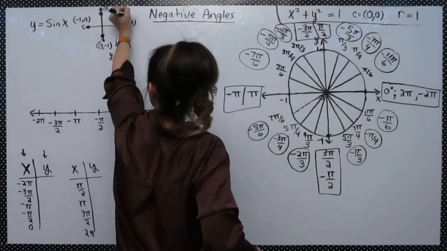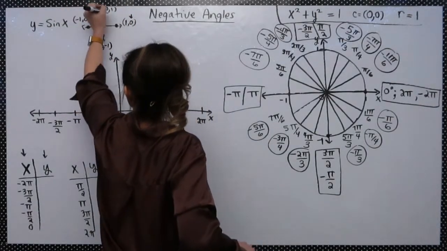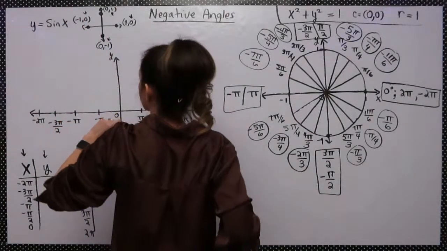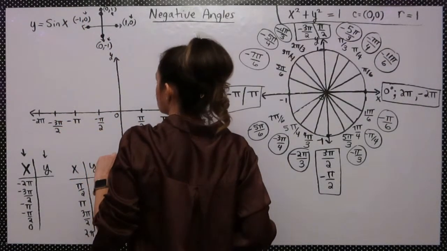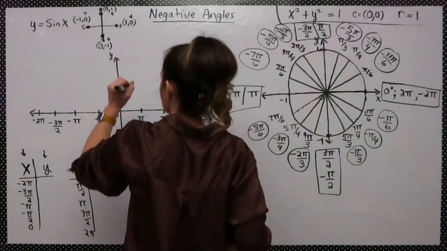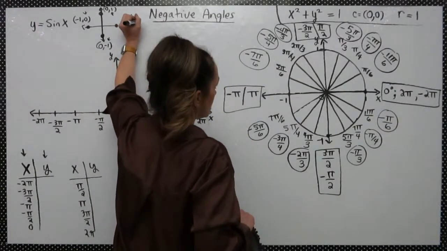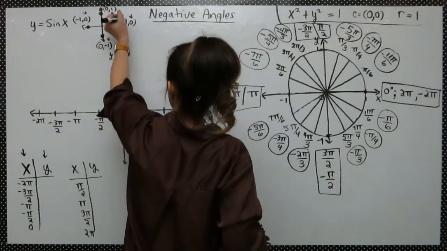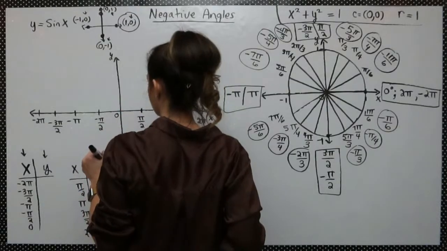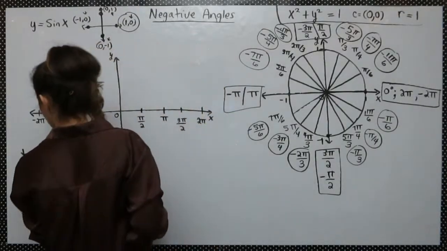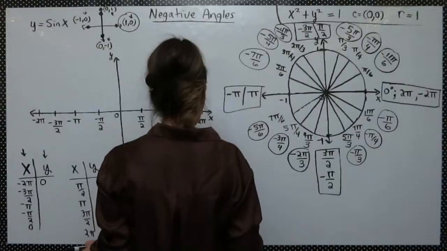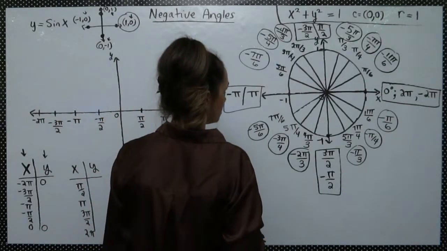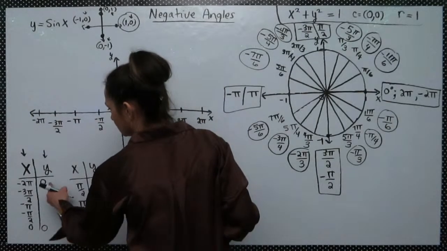So sine, remember, it is the y component for your ordered pairs. So recall that this was 0 degrees and 2 pi and negative 2 pi. So all of those values right there, I'm going to plug in 0 for sine. So negative 2 pi, I've got 0. At 0 degrees, I have 0. And I also have 0 at positive 2 pi.